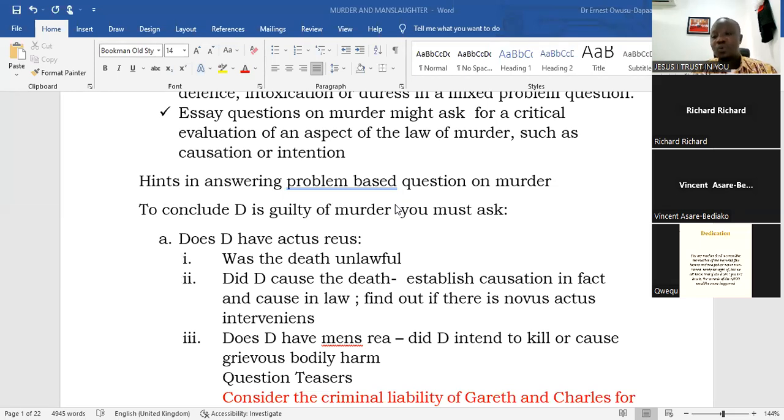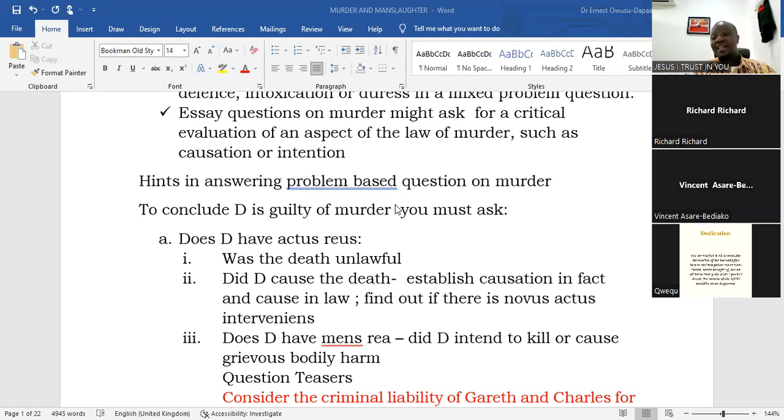Was the death unlawful? And related to that is a question: did D cause the death? The person that you suspect to have committed the murder, is he the one who caused the death? And this entails a consideration of causation in fact and also causation in law.